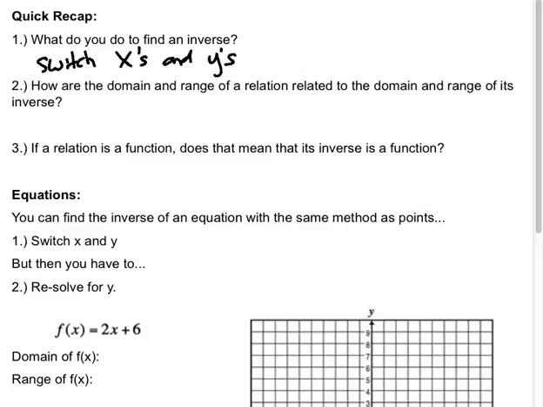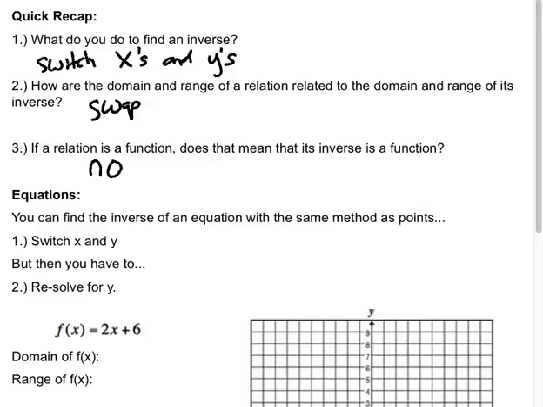How are the domain and range of a relation related to the domain and range of its inverse? They swap, right? The domain of the original becomes the range of the inverse. The range of the original becomes the domain of its inverse. Those swap along with the x's and y's. And now if a relation is a function, does that mean its inverse is a function? You just saw, no, that is not guaranteed. When you take an inverse, it does not automatically mean the inverse is going to be a function for you.